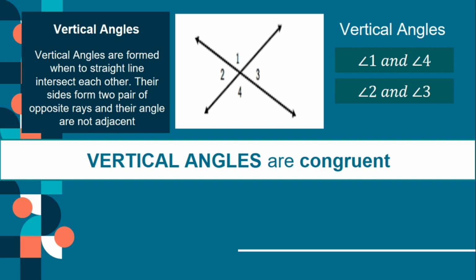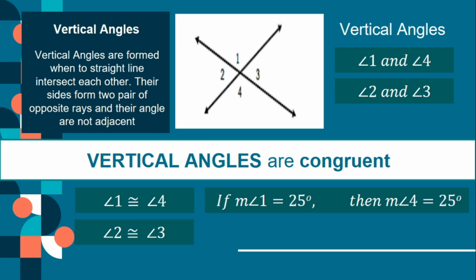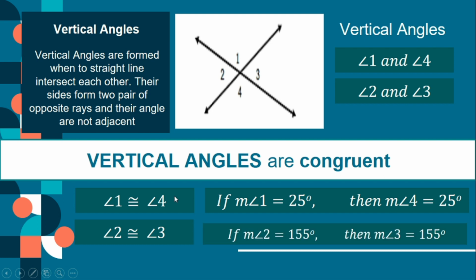Now, we can say that vertical angles are congruent. Therefore, since angle 1 and angle 4 are vertical angles, they are congruent. Then, angle 2 is congruent to angle 3. Let's say if ang ating angle 1 ay 25 degrees, masasabi natin na ang angle 4 natin ay 25 degrees din dahil sila ay congruent, or yung measurement nila ay equal. If ang ating angle 2 is equal to 155 degrees, ibig sabihin yung ating angle 3 is equal to 155 degrees also.